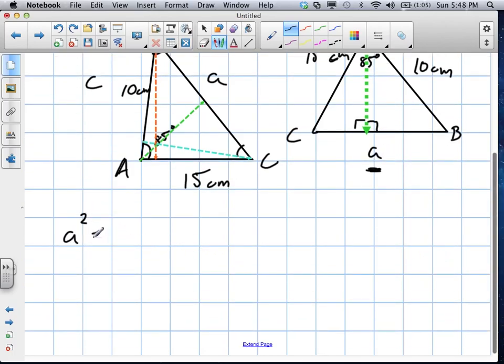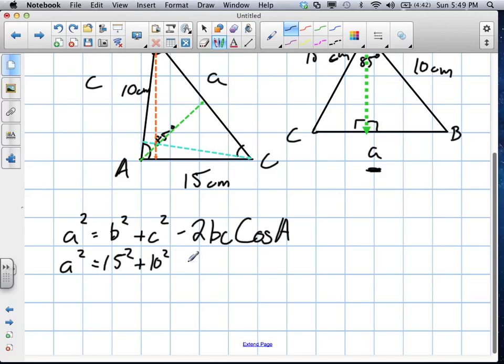So A squared is equal to B squared plus C squared. Okay, I've just switched A and B in the formula. Minus 2BC cos angle A. Okay. Side A is what we're looking for. Side B, what did we say was 15? Yep. 15 squared plus 10 squared minus 2 times 10 times 15 times cos 85. Now I'm going to try to solve this quickly. Squared.